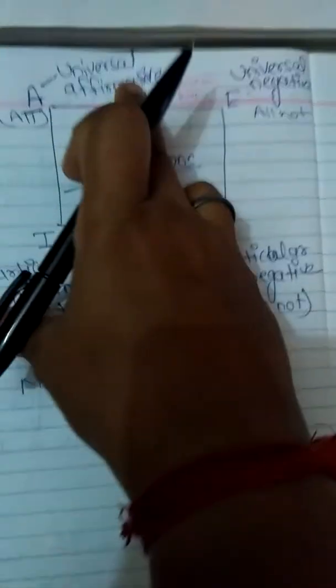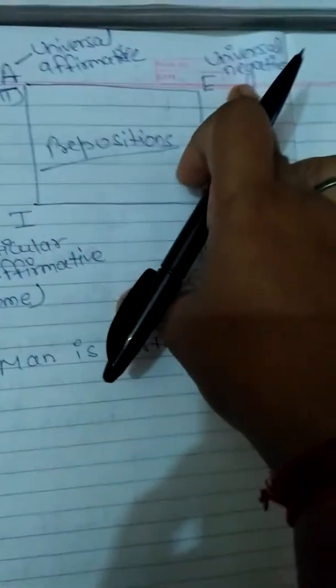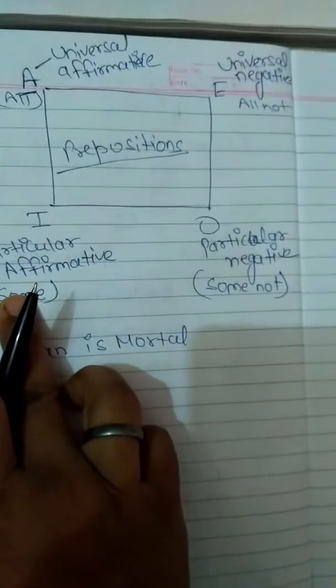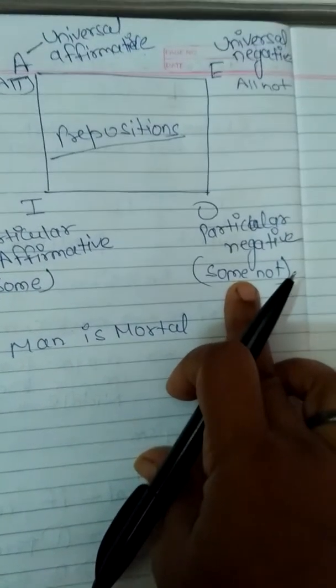So you have to consider this diagram. A is universal affirmative, then universal negative, particular affirmative and particular negative.